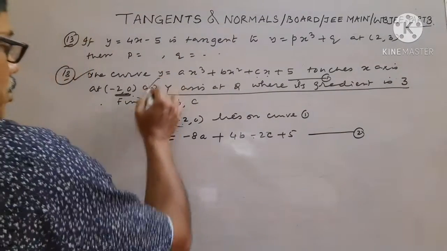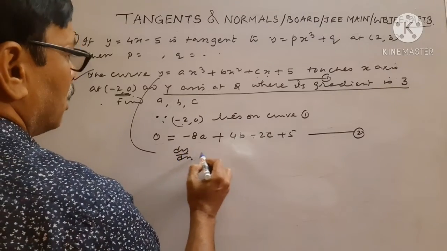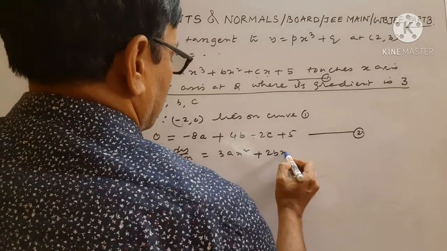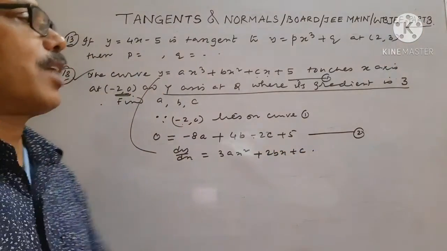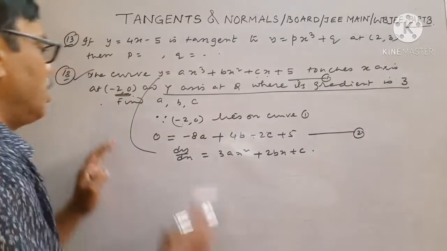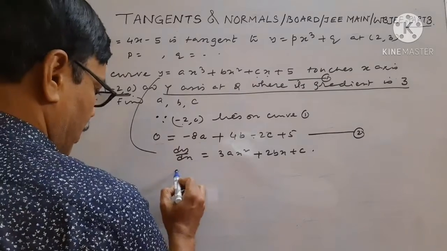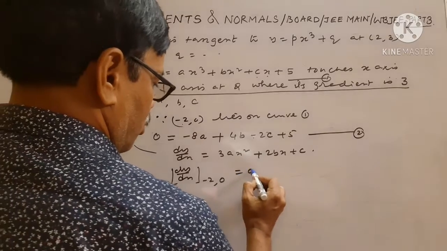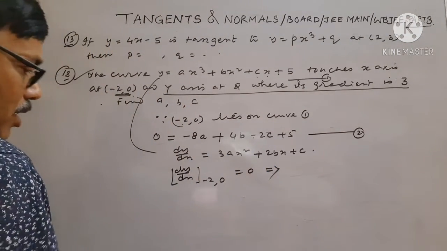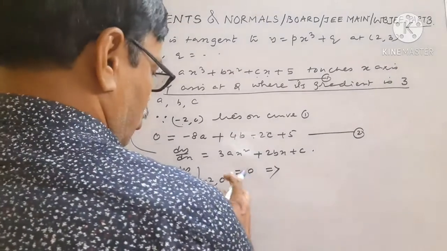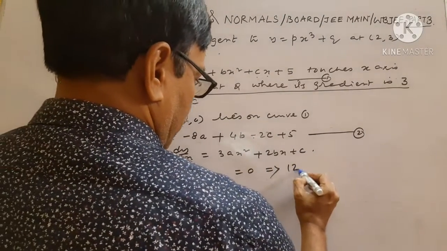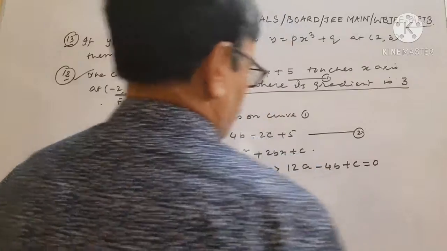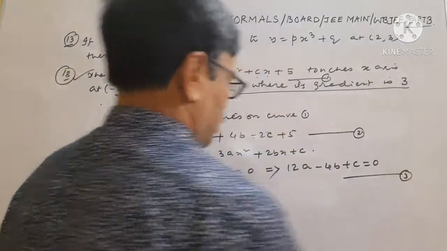Now the slope of the curve, dy dx, equals 3a x square plus 2b x plus c. It touches the x-axis. Therefore, dy dx at minus 2, 0 is 0. This implies 12a minus 4b plus c equals 0. So, this is equation number 3.